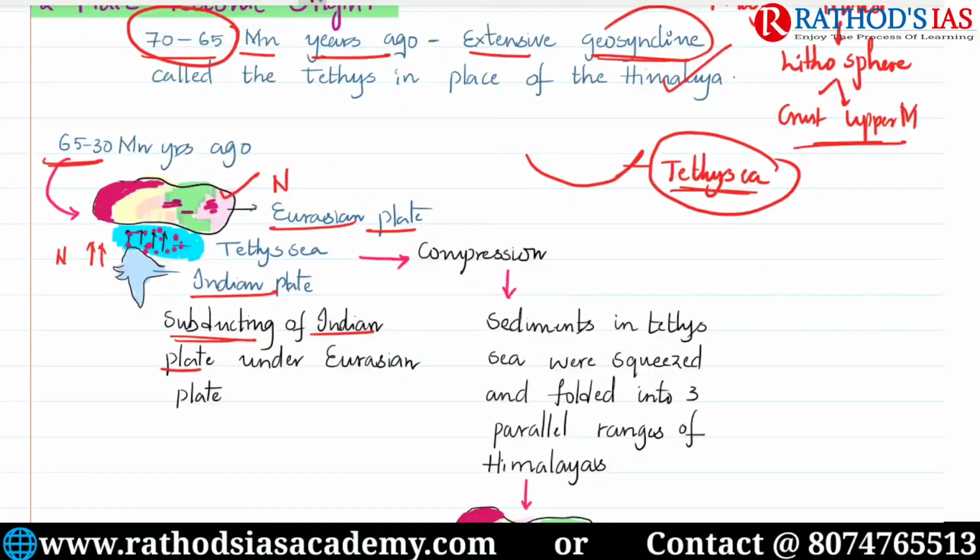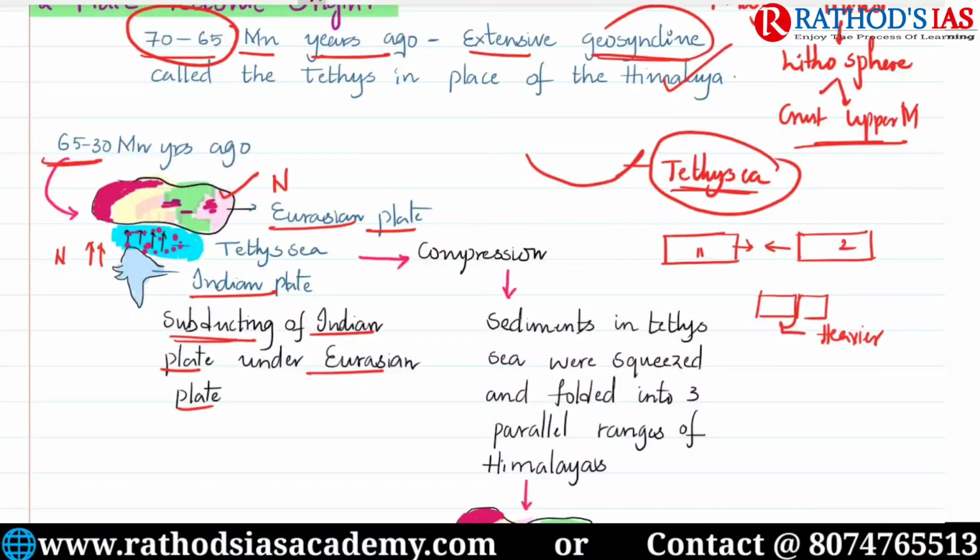Correct? So whenever the Indo-Australian plate moved northward, that led to the subducting of the Indian plate under the Eurasian plate. To understand this, you have to know one concept. For example, let us take this is the first plate and this is the second plate. Whenever the plates are moving towards each other, they will come very close and they will be hitting.